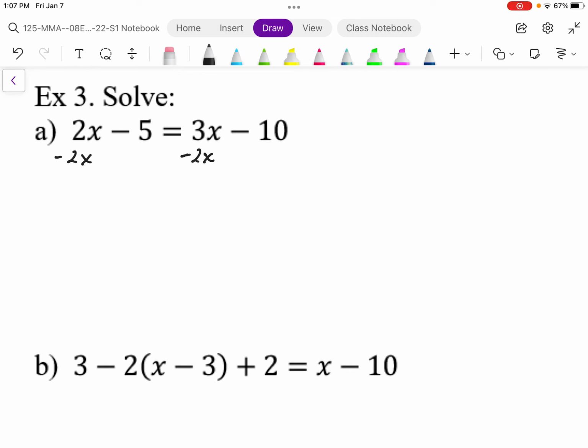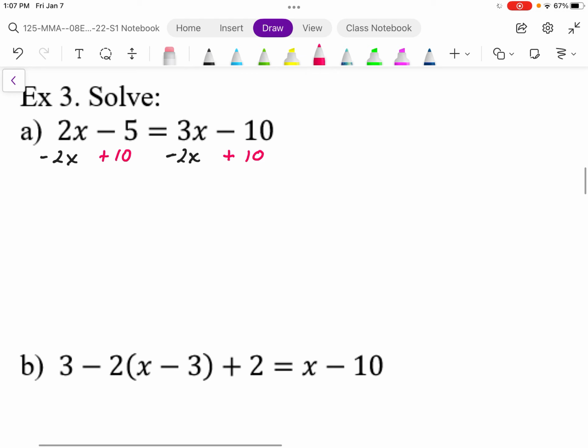Now I could do it in two different steps, but I'm going to do this in one step. So I'm also going to get rid of this minus 10 with an opposite plus 10 and show the opposite plus 10 on the other side. Again, you have to keep it balanced. That's the main rule. So I've got a 0 pair here, which I'm going to cancel out. I've got a 0 pair here, which I'm going to cancel out.